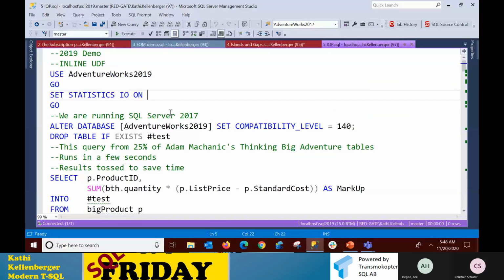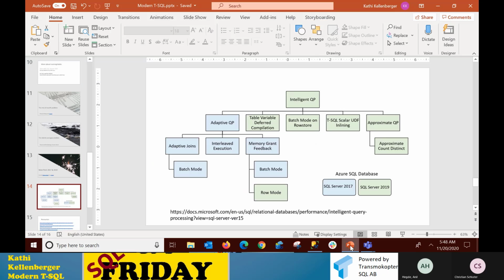While you open it, I was so happy the first time I saw the adaptive join in an execution plan. I was like, I got one, yeah. It is amazing.